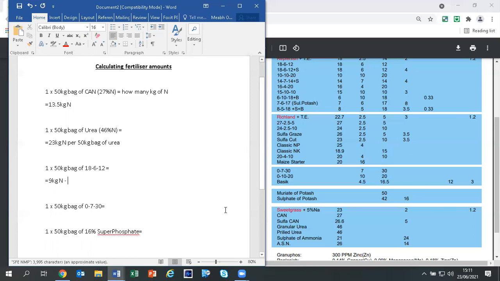6 divided by 2 is 3 kilos of phosphorus. And 12 divided by 2 is 6 kilograms of K, or potassium.